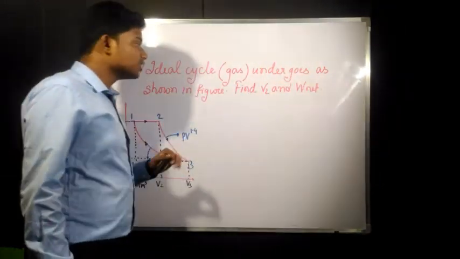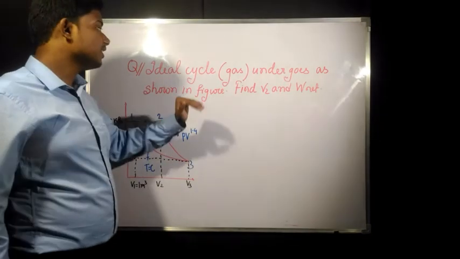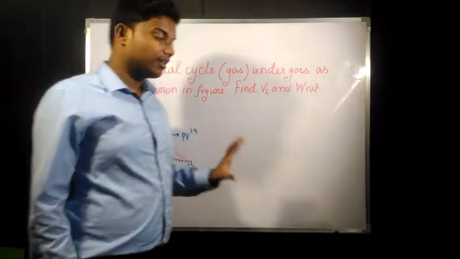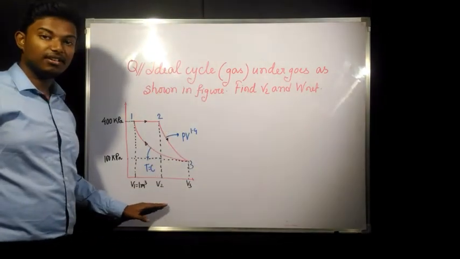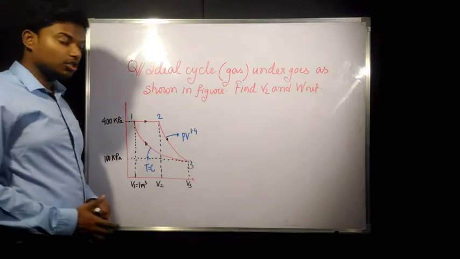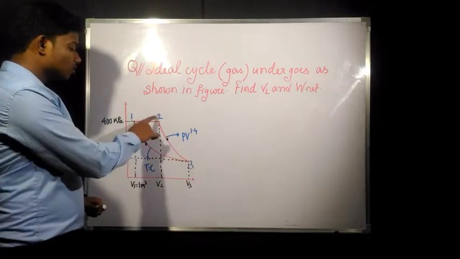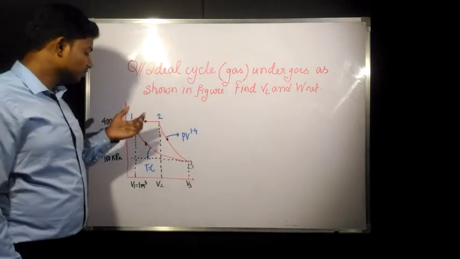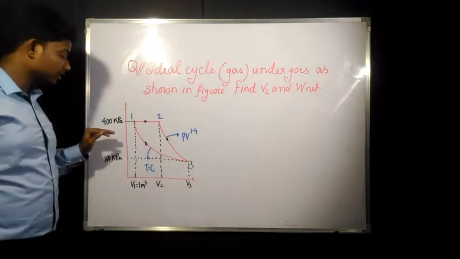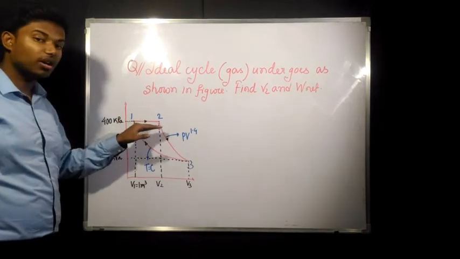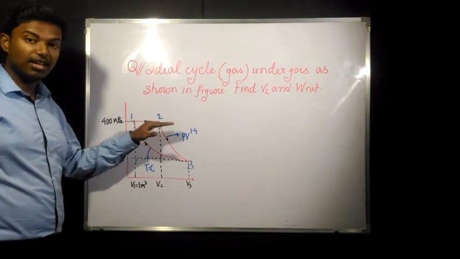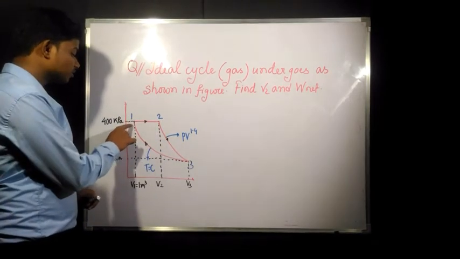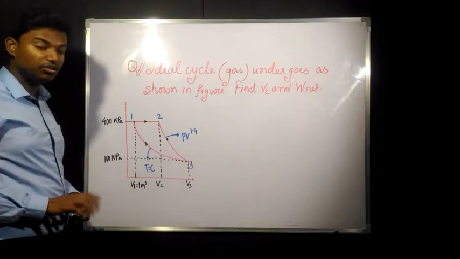The question given is: an ideal cycle undergoes as shown in the figure, find V2 and W net. They have given us this diagram. In this diagram there are three processes: 1 to 2, 2 to 3 and 3 to 1. They have given us some of the data. Looking at process 1 to 2, you can easily see that this is horizontal, and horizontal means a constant pressure process. So for the constant pressure process, pressure at point 1 and pressure at point 2 are the same.